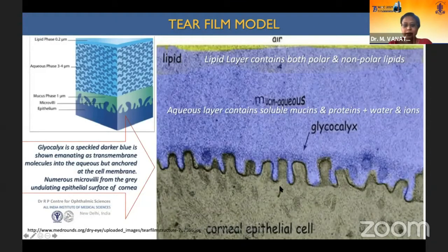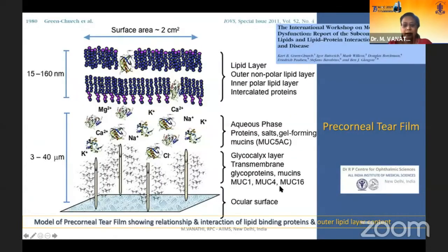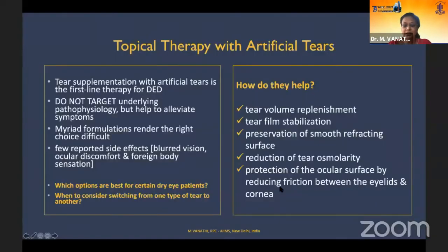So it's a complex model of superficial lipids and a mucin aqueous combination lying underneath. The lipid layer is a mixture of polar and non-polar lipids, where the aqueous mucin has a complex integrated structure of soluble proteins and mucins and the glycocalyx layer, which is closely integrated with the epithelial cell microvilli.